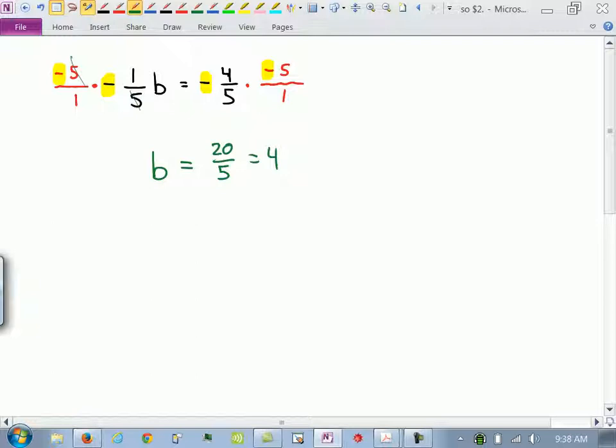Any others off this? 49? Okay, yeah, that's an interesting one. It's negative 41 equals negative x.